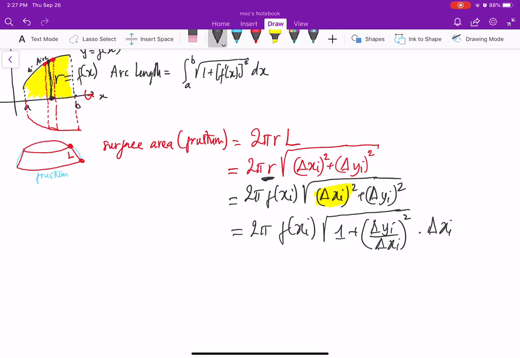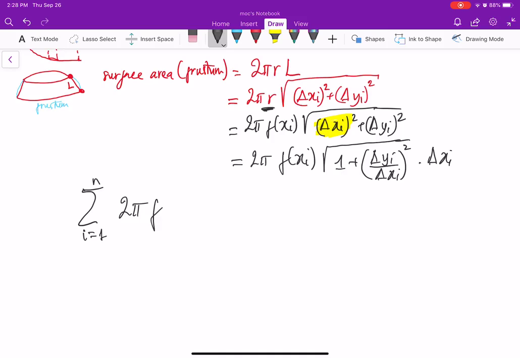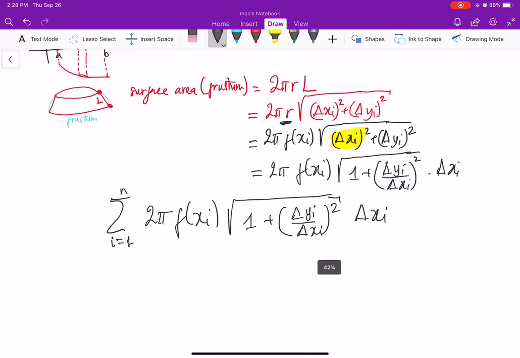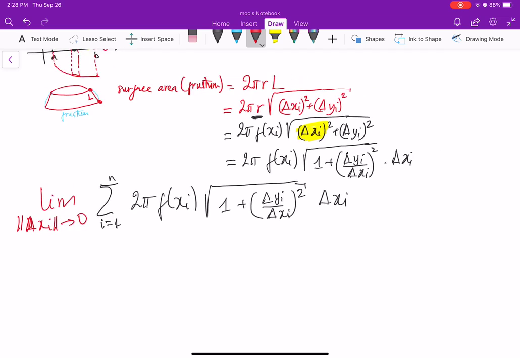And now we take the sum. We sum them up and get the surface area of all the pieces. So we get a Riemann sum from 1 to n of 2 pi f of xi square root of 1 plus delta yi over delta xi squared, times delta xi. Then we consider the limit as the norm, the maximum of the delta xi, goes to zero. Sometimes we just say all delta xi are the same. When we consider this limit, we will get a definite integral.